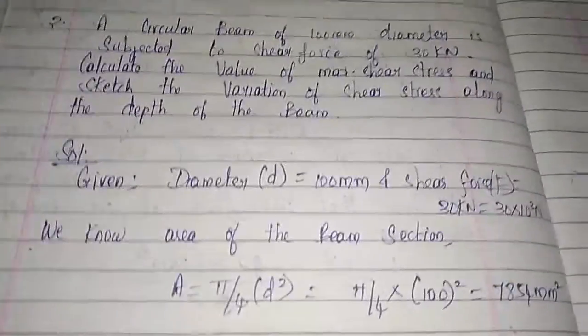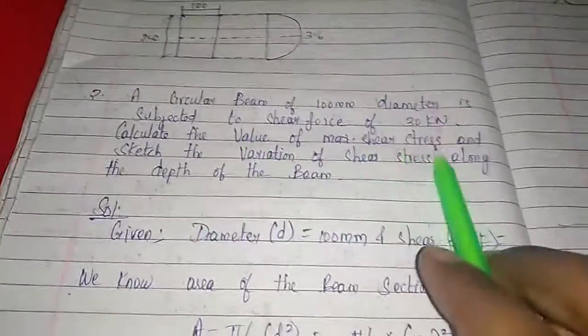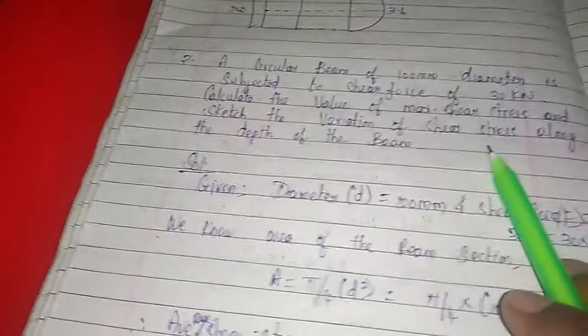Okay. But in this question, the force is given. That is 30 kilonewton. 30 kilonewton force is given. So calculate the value of maximum shear stress and sketch the variation of shear stress along the depth of the beam. Okay. So this is your question.